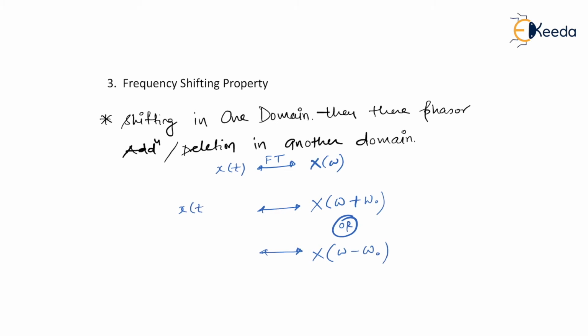So it is like this: x of t e to the power minus j omega naught t, and here again there is inclusion of exponential term e to the power positive j omega naught. So you should notice this thing: if there is plus sign in frequency shift, then we have a negative phasor term over here, and whenever we have a negative sign as shifting in frequency domain, then we have a positive exponential phasor added in case of time domain. So this thing you should remember.